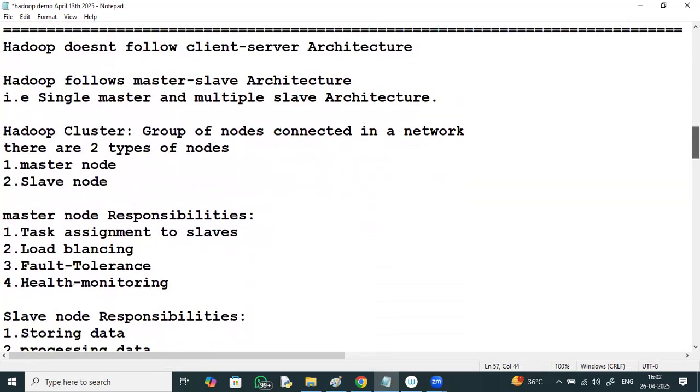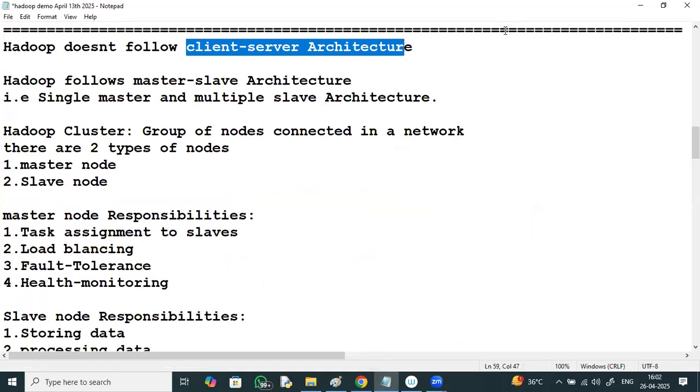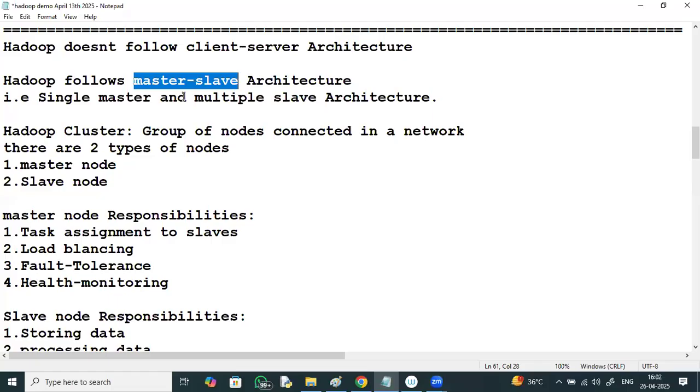Hadoop, big data Hadoop, right? It won't follow client-server architecture. We are not following any request-response architecture. We are not developing any web application. It's not for client-server or request-response architecture. It follows master-slave architecture. Single master, multiple slave architecture.